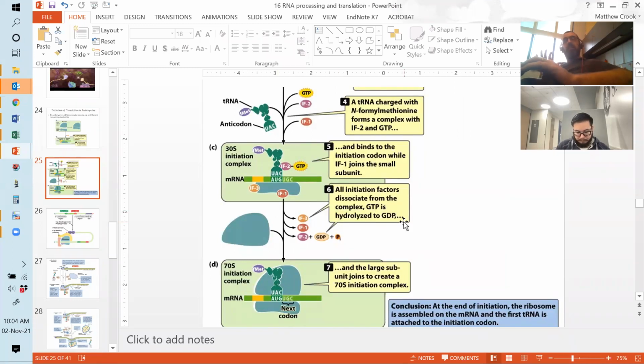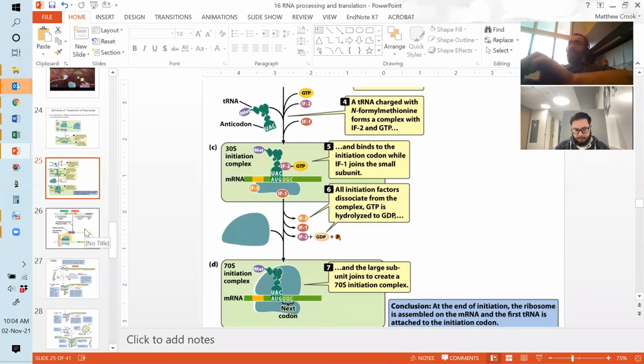So elongation is essentially the same in both prokaryotes and eukaryotes. The only differences are the names of the proteins that allow that process to happen, like elongation factors and so on. So you don't really need to worry too much about that, but you really do need to understand the process.